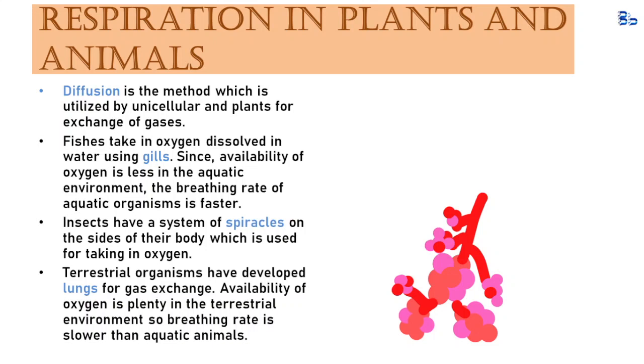When we come to terrestrial organisms, they possess lungs as the organ for gas exchange, and their breathing rate is quite a bit lower when compared to aquatic organisms, because terrestrial organisms take up oxygen from the atmosphere. The amount of atmospheric oxygen is much, much higher than the dissolved oxygen present in water. So when we compare the breathing rates of terrestrial and aquatic organisms, terrestrial organisms have a very low breathing rate.